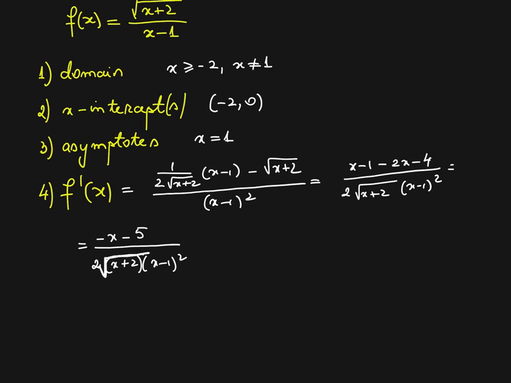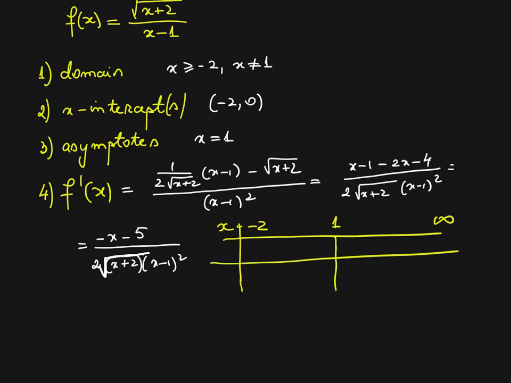Let me start with the first line. It's always x and always a domain. So the domain is from -2 to infinity, except for the point 1. So I'm going to draw a vertical line because 1 is not in the domain. Second line is dy by dx, or f dash. Third line is y.